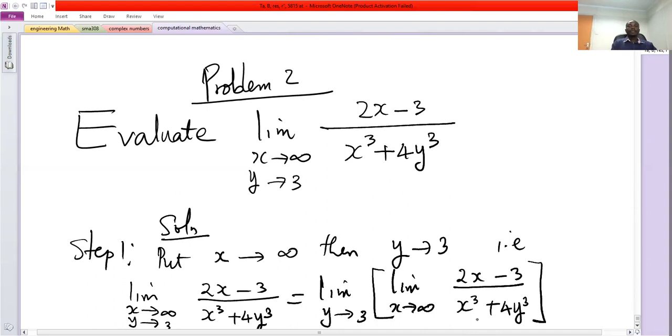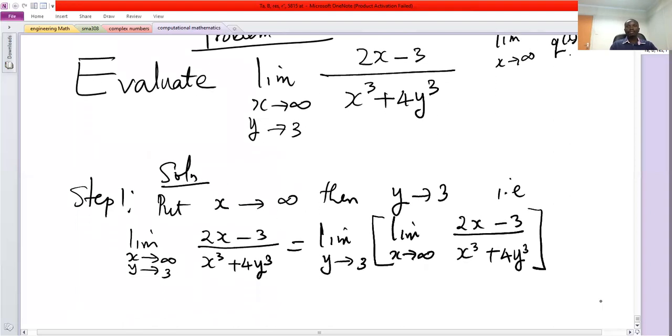Now, if you remember the process of finding the limit as x approaches infinity of a rational function p of x over q of x, we simply say that you identify the x with the highest power in the denominator, and then you divide every term both in the numerator and denominator by that x. So because we are approaching infinity for x here, the x in the denominator with the highest power is this x to the power 3.